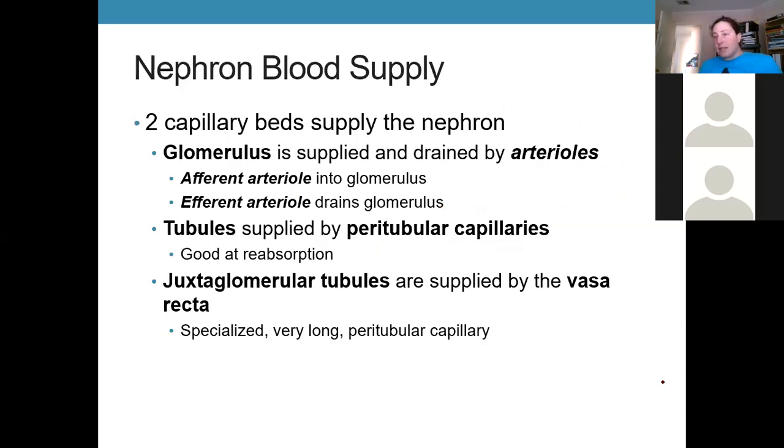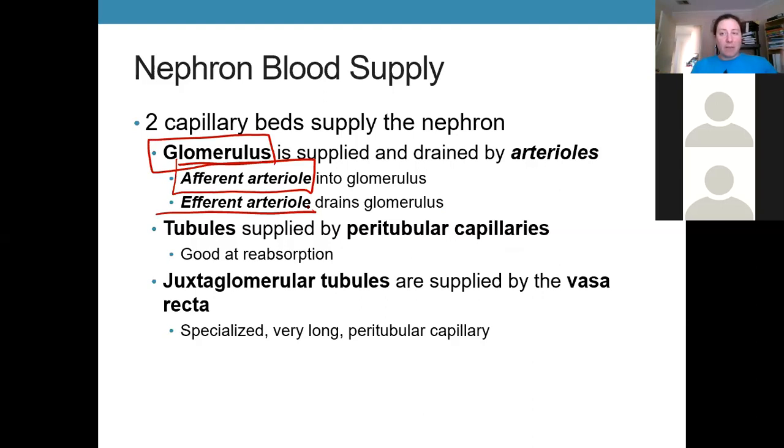So the blood supply to these guys is critical to understanding urine formation as well, because anything that we filter out of the blood is going to be coming by way of these arterioles to the glomerulus. So the afferent arteriole is sending blood through the glomerulus, and then the blood comes back out by way of the efferent arteriole.